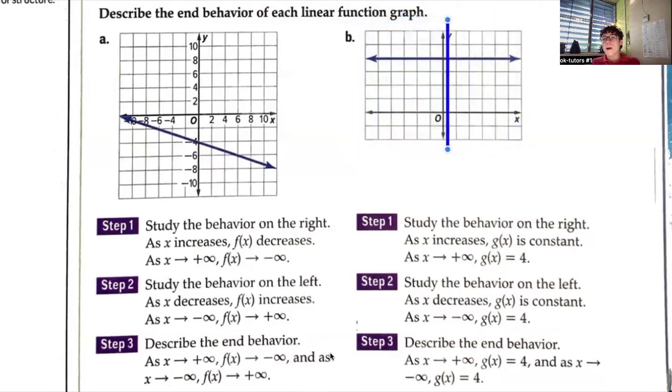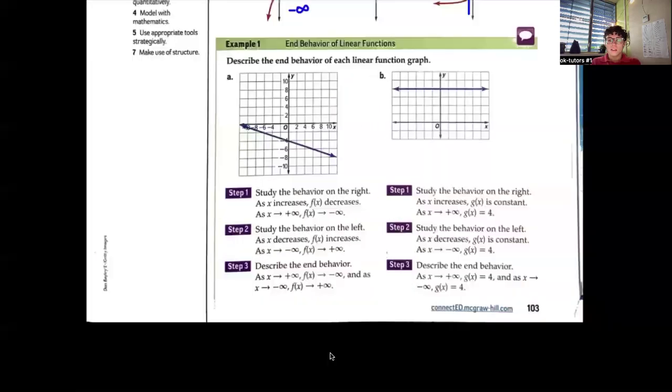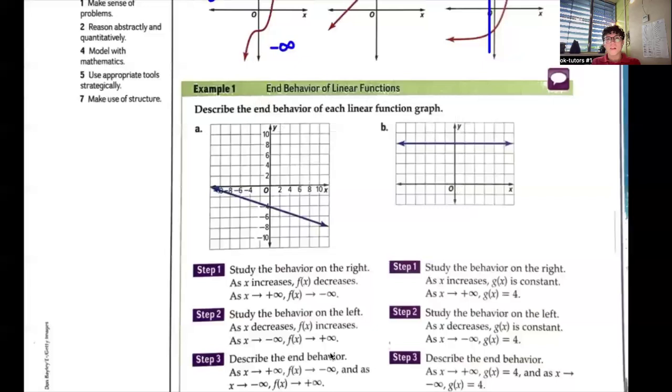When x goes to positive infinity, g of x only stays at 4. It doesn't go to positive infinity. It stays at a constant value, and that constant value is 4. And when x goes to negative infinity, it still stays at 4. So it will still be 4 at the constant value. Okay? That's the primary example of all of this.